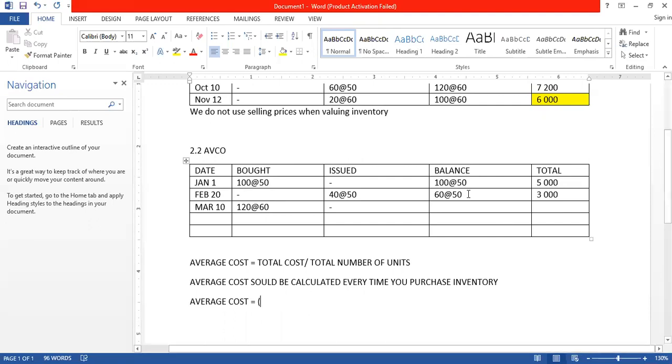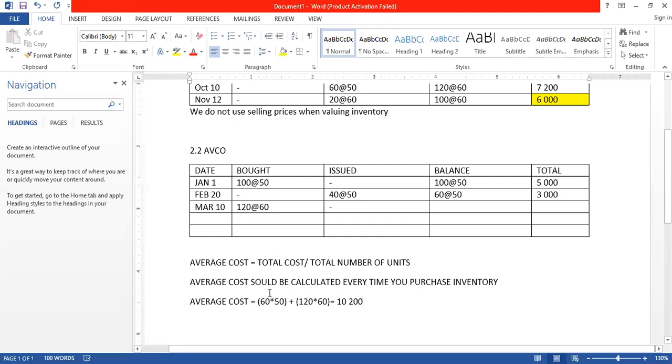So our average cost will be the 60 units, your previous balance, which is 60 times 50, plus the one that you bought currently, 120 times 60. That will give you 10,200. So 10,200 is your total cost.